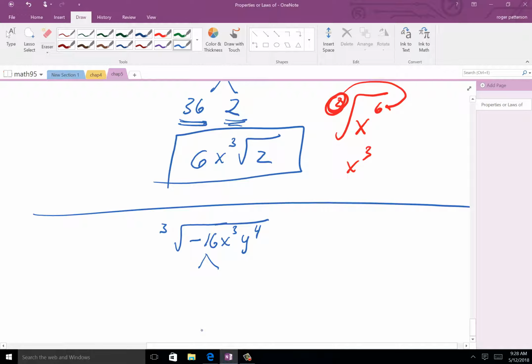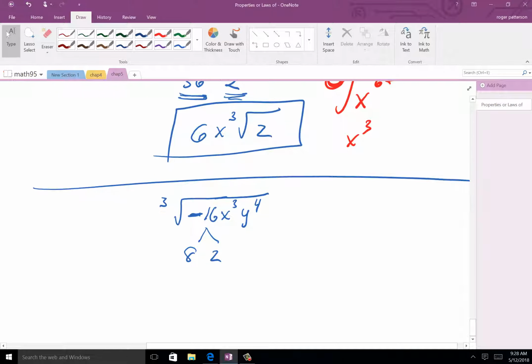What goes into 16? 8 goes in there twice. It's a negative, and that's okay because we can do odd powers of negatives. What's the cube root of 8? So I'm going to take the negative 2 to the outside. All right, I've got a cube root and a 2 there.